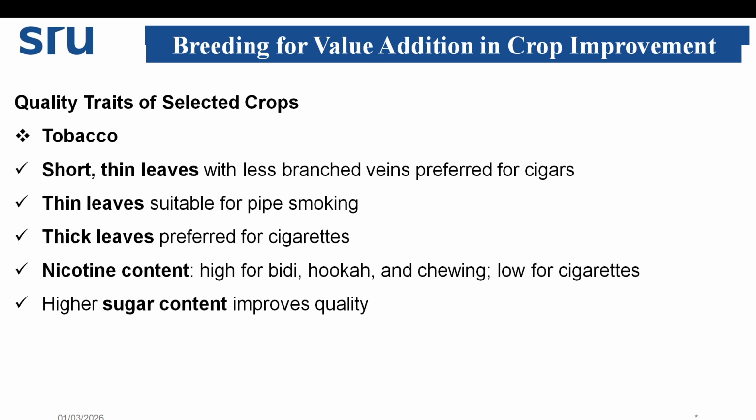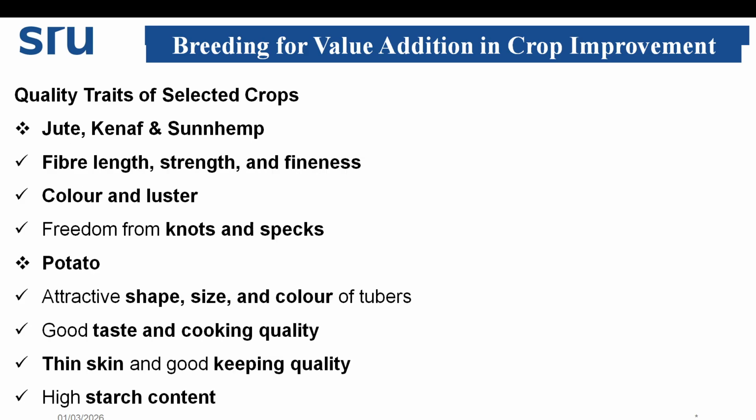Next crop, that is tobacco. So in tobacco, short thin leaves with less branch ends preferred for cigars. Thin leaves suitable for pipe smoking. Thick leaves preferred for cigarettes. Nicotine content high for bidi, hookah and chewing, low for cigarettes. High sugar content improves the quality. Next, jute, kenaf and sun hemp. So some quality traits will include fiber length, fiber strength and fineness, color and luster, and freedom from knots and specks.